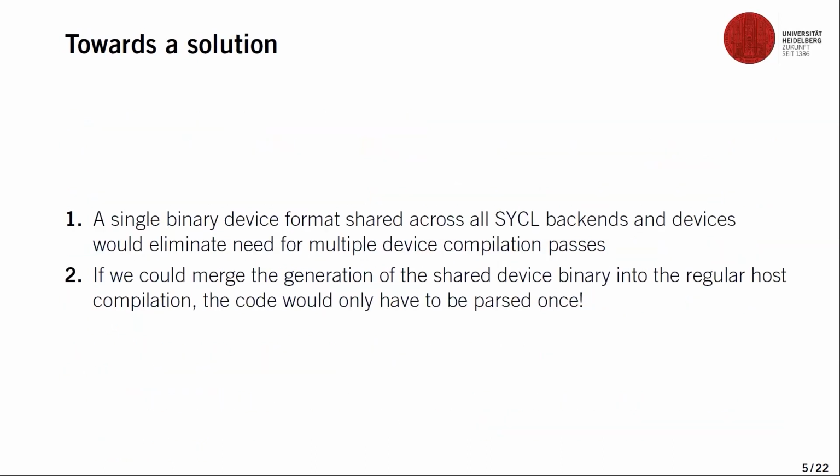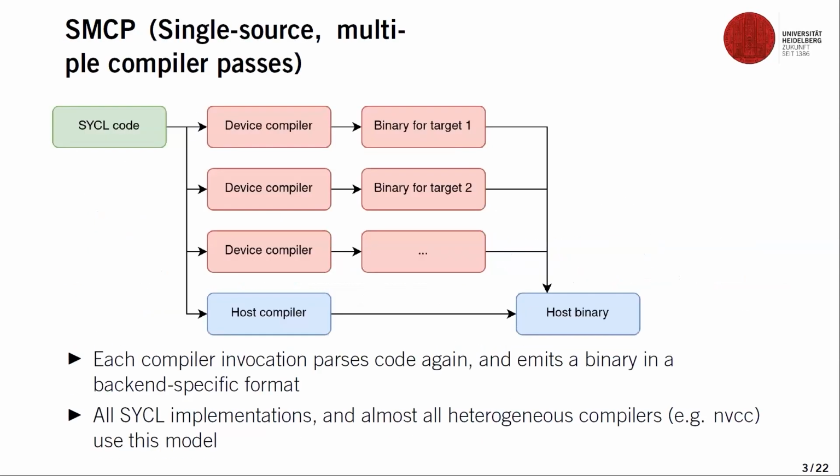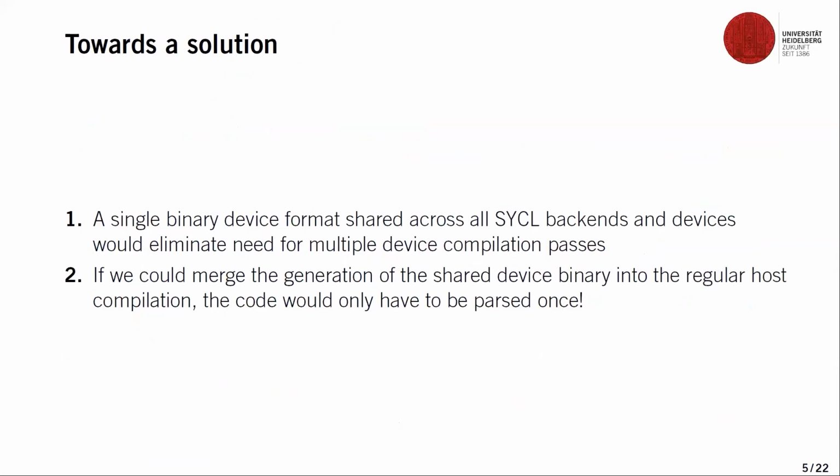So what could we do? The idea here is that, clearly, if we had a single binary device format that is shared across all our backends, then instead of having all of these multiple device compilation passes, we could compress those to one device compilation pass that would generate our shared device binary format. But we could even do better, because we could also merge the generation of this shared device binary into the regular host compilation, so that in total, the code would only have to be parsed a single time.